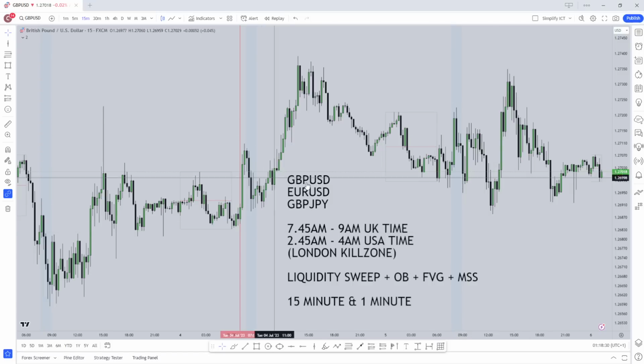So the first thing, which pairs? GBP USD and Euro USD are the best pairs for this strategy as they're dollar correlated. However, GBP JPY also provides some clean setups. It shows up pretty much almost every single day.